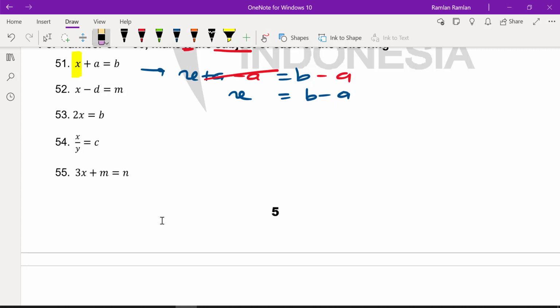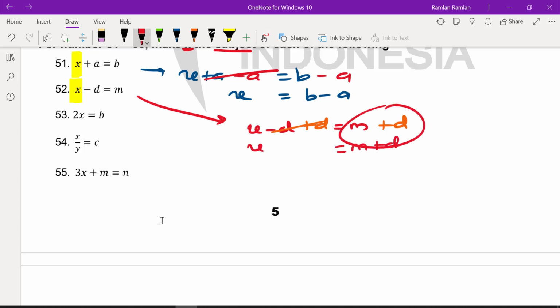Okay, number 52 is the same thing. We have the x over here and it's being subtracted by d, so we need to get rid of that minus d by adding d to both sides. So number 52, there'll be x minus d equals m, and then add d to both sides, and this is gone, and you will get x equals m plus d. Remember, you don't change this, guys, just leave it there. So we can do everything with this process.